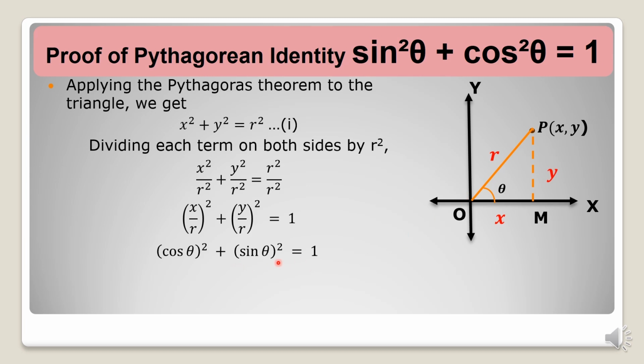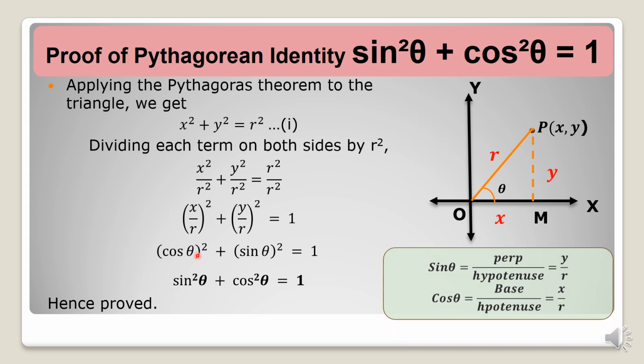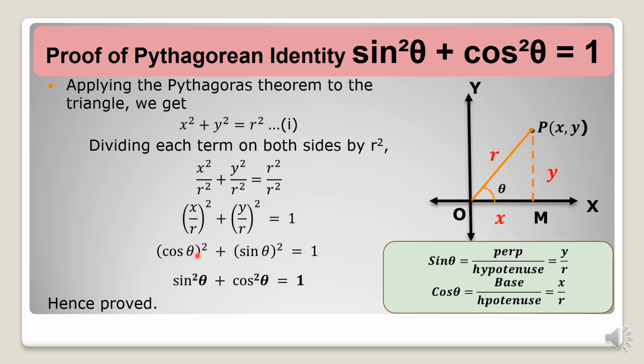Cos square theta plus sine square theta is equal to 1. We got it when we divided the Pythagoras rule on both sides by the hypotenuse length with each term. So we got cos square theta plus sine square theta is equal to 1. Hence, it is proved that sine square theta, perpendicular over hypotenuse, plus cos square theta, base over hypotenuse square, is equal to 1. So, first identity is proved.